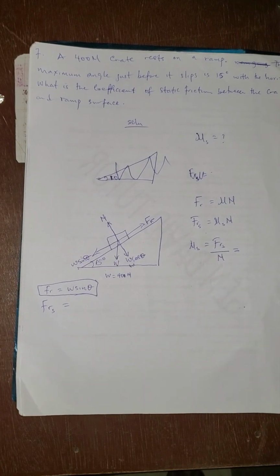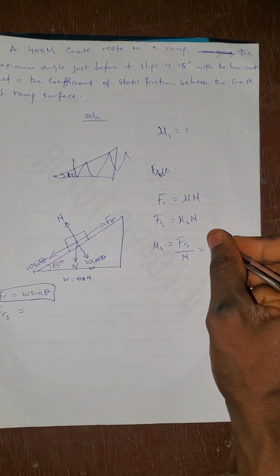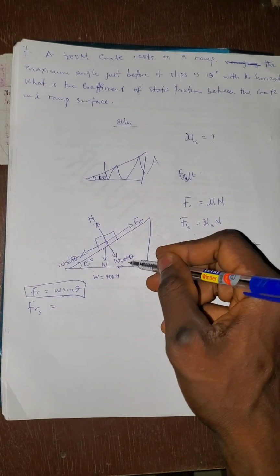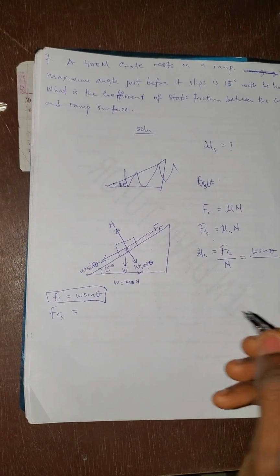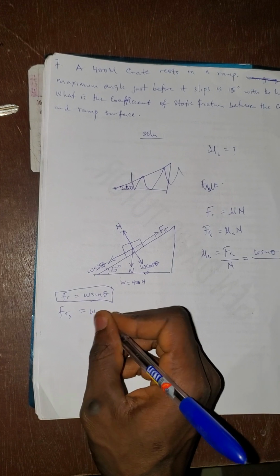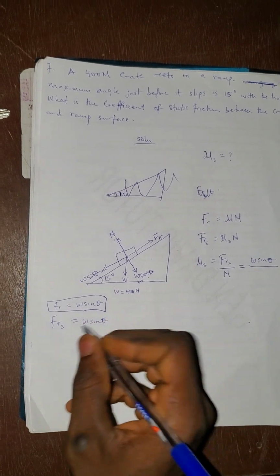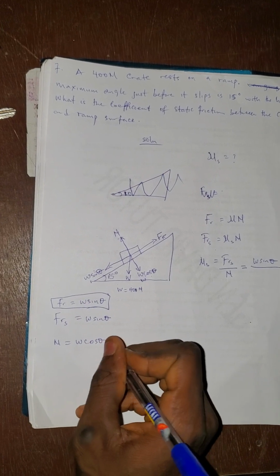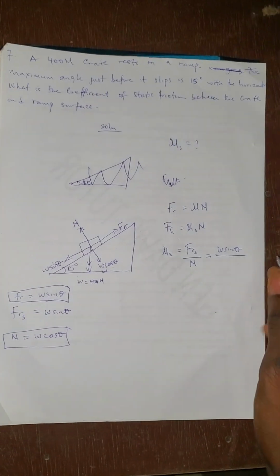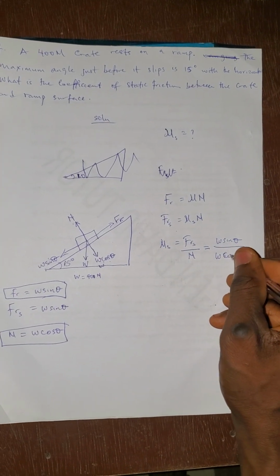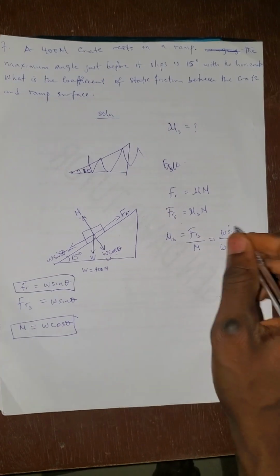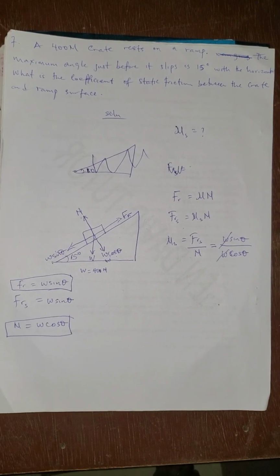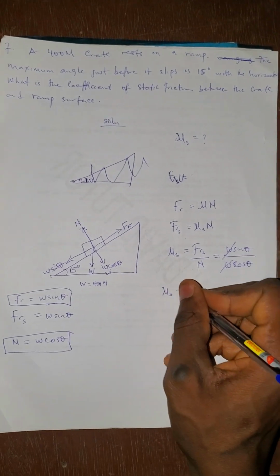So since Fr is equal to W sin theta, here we now have W sin theta over N, and N is equal to W cos theta. So don't forget, this one is W sin theta, and this one will still be W cos theta. So W will now cancel W. Though we are given 400, if you include it, it will still cancel each other.